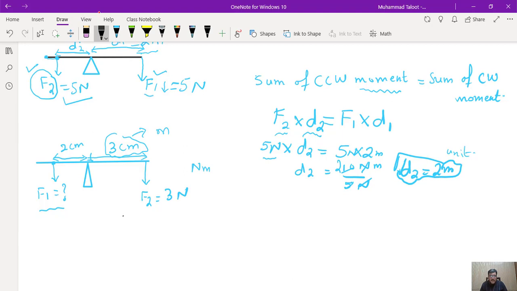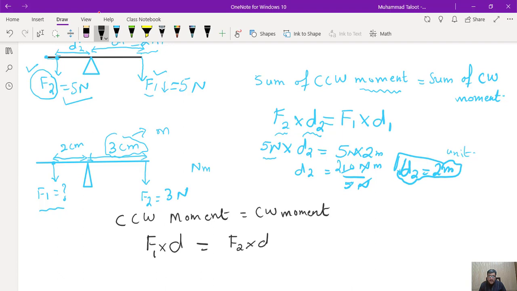the principle of moments, that is, the sum of counterclockwise moments is equal to the clockwise moments. So in the counterclockwise moment, we have F1 multiplied by D1, and in the clockwise moment, F2 multiplied by D2. If you substitute the values which are given here, this distance is 2 centimeter, I name it D1 and this is D2, because both of the distances are not the same, so we have to name them. So to differentiate between them, F2 is 3 Newton and D2 is 3 centimeter.